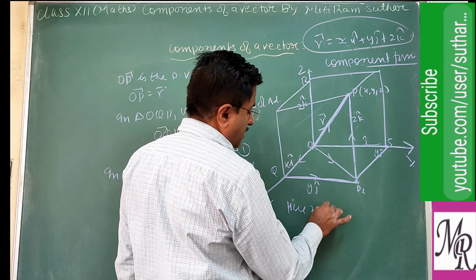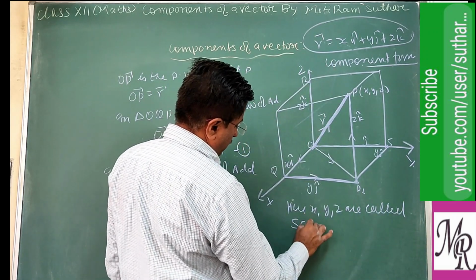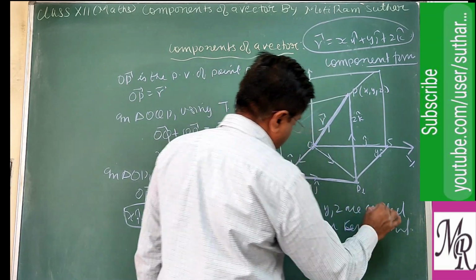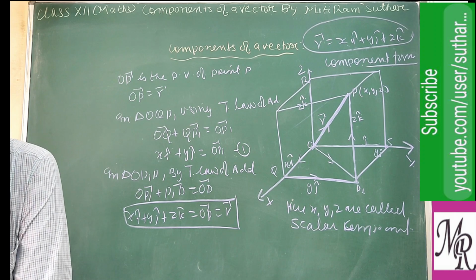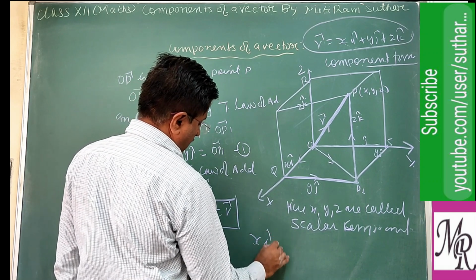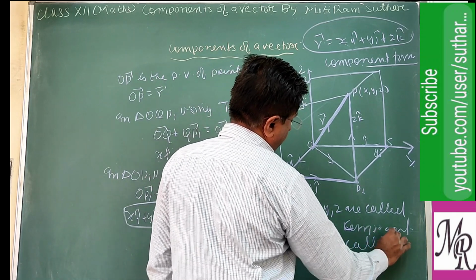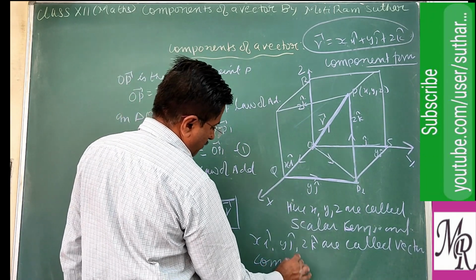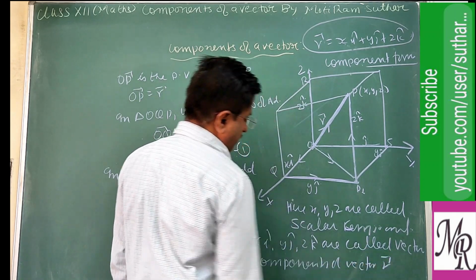Here x, y, z are called scalar components, and xi cap, yj cap and zk cap are called vector components of vector r. This is very important.